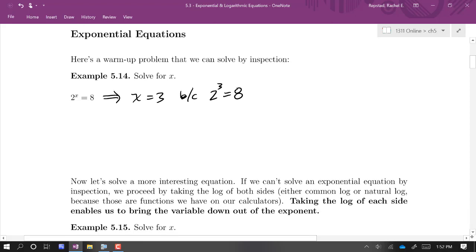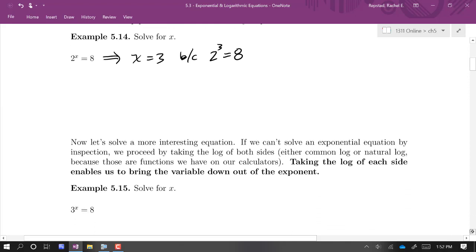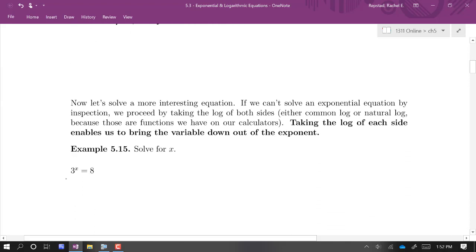8 is a perfect power of 2, but if I changed it just slightly, what if I want to solve the equation 3 to the x equals 8? 8 is not a perfect power of 3 the way it was for 2. So solving this by inspection isn't really possible.